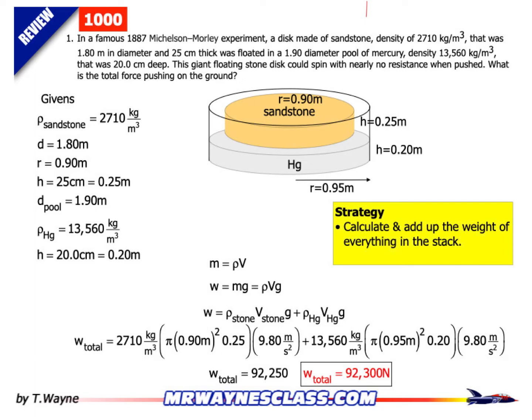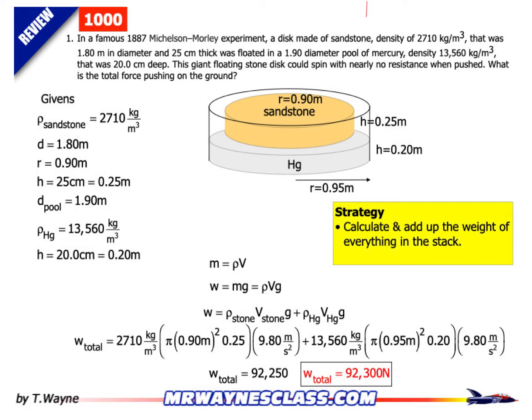This is the solution to fluids review problem 1000. In a famous 1887 Michelson-Morley experiment, a disk made of sandstone, density 2710 kilograms per cubic meter, that was 1.8 meters in diameter and 25 centimeters thick, was floated in a 1.9 meter diameter pool of mercury, density 13,560 kilograms per cubic meter, and the pool was 20 centimeters deep. The giant floating stone disk could spin with nearly no resistance when pushed. What is the total force pushing on the ground?